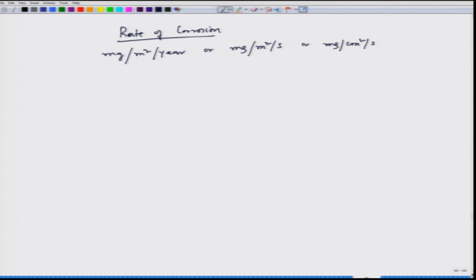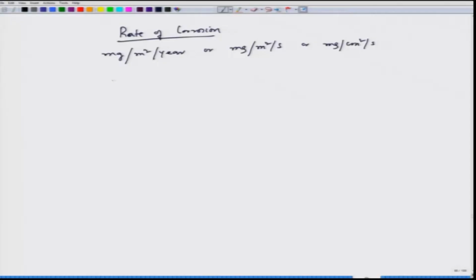Now, there are some units available to express rate of corrosion. Those units are GMD, which we consider as gram per meter square per day. These are some of the expressions or the units that are available in order to express rate of corrosion. MDD, we call it milligram per decimeter square per day. So, these are the two units that are available.